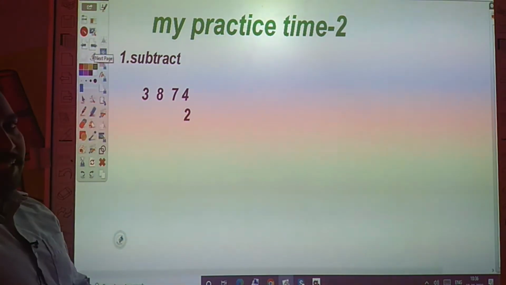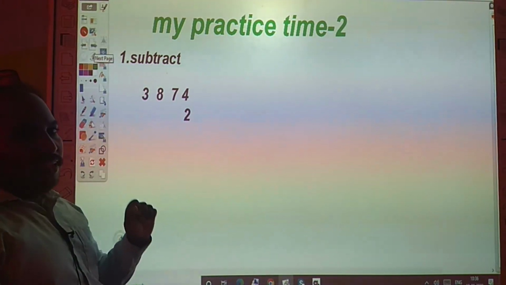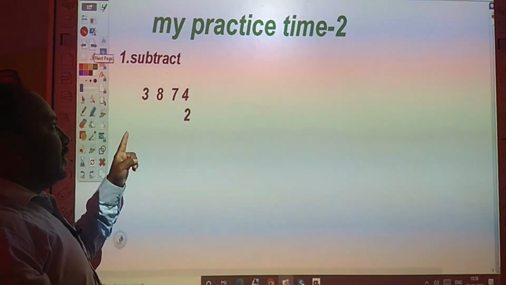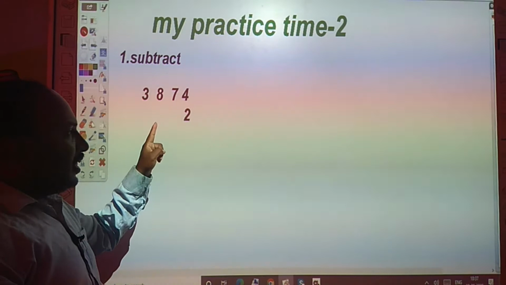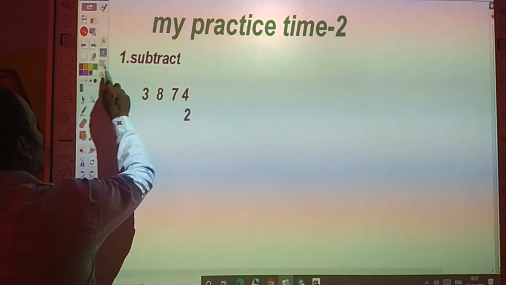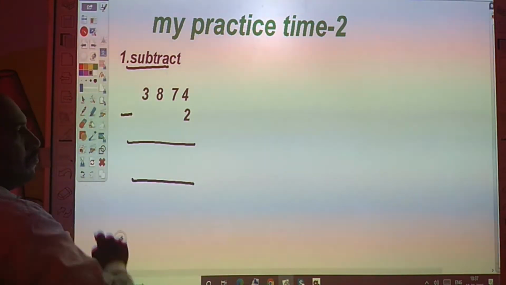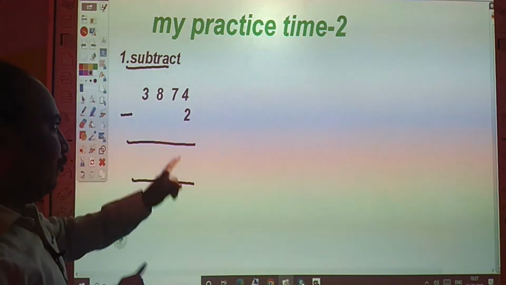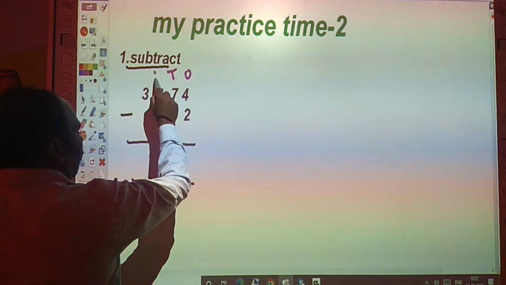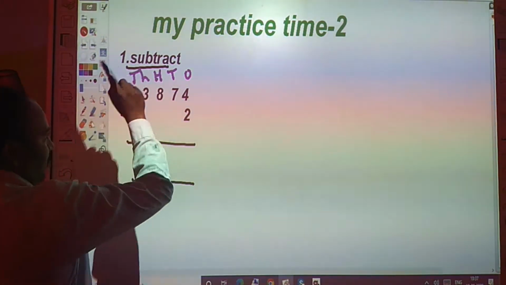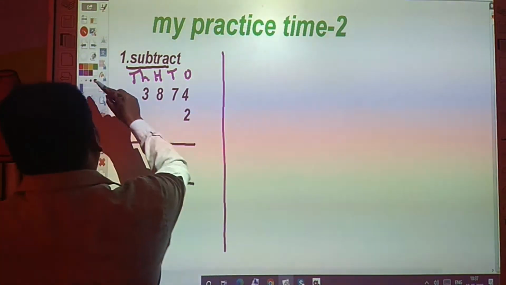The next one, my practice time 2. First one, subtract. The given number is a 4-digit number, 3874. Subtract means minus. So we want to minus 2 from 3874. First we take the place value: ones, tens, hundreds and thousands. Step 1.